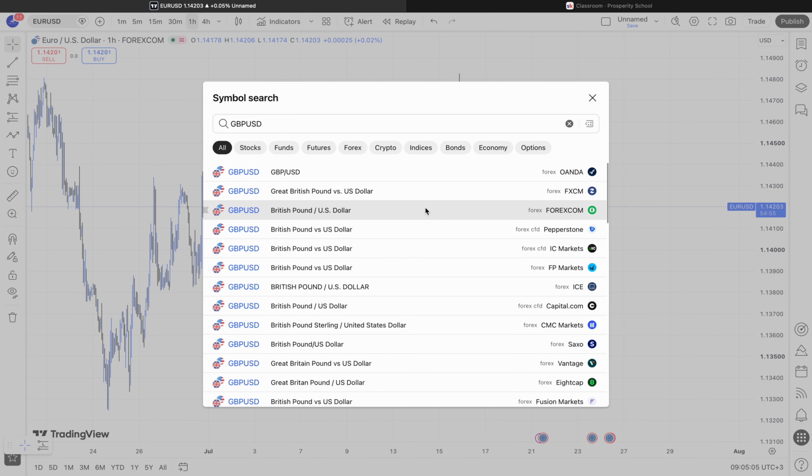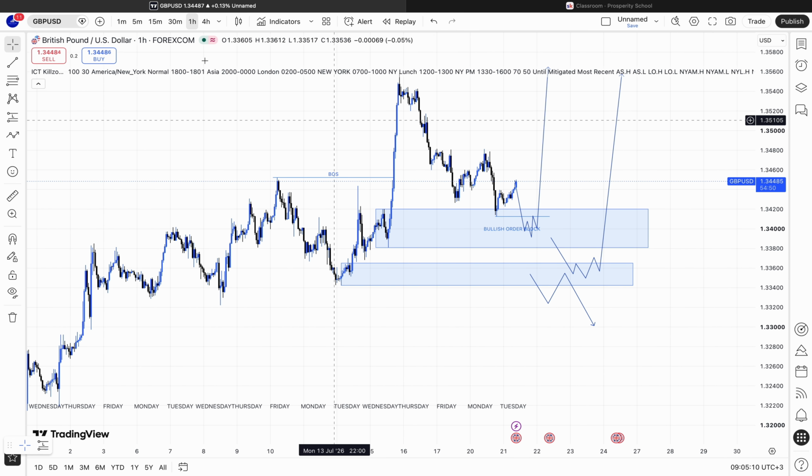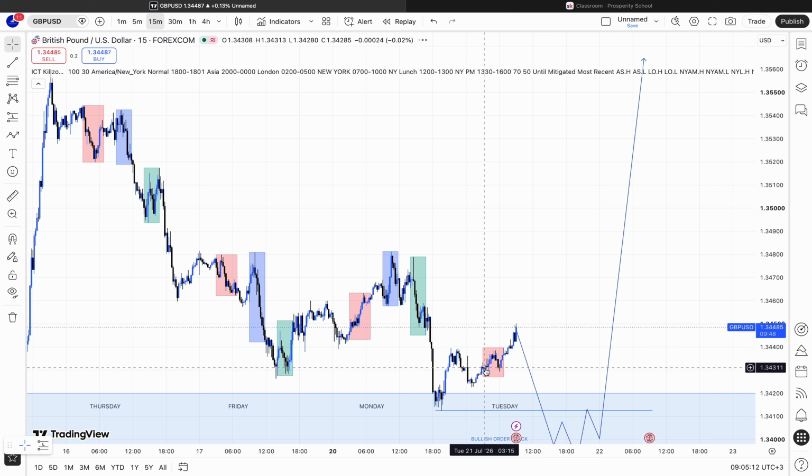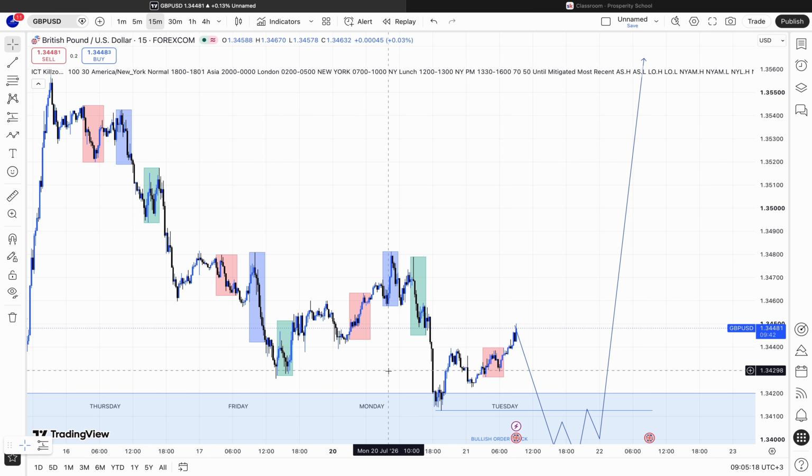Then for EU, lastly, for GU, you can see that liquidity was swept. That Asian liquidity was swept. You can see here, it was swept already. Even yesterday it was swept, then it went down. Even last time it was swept, then it continued to the downside.